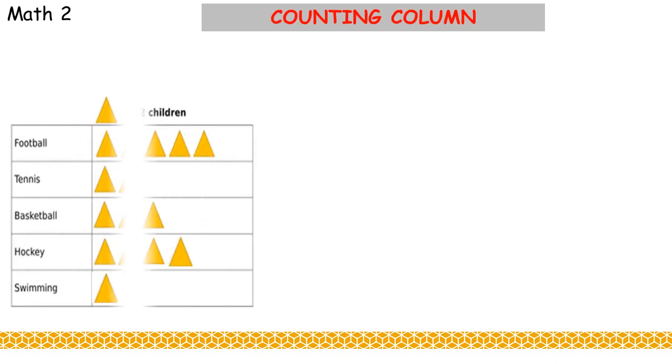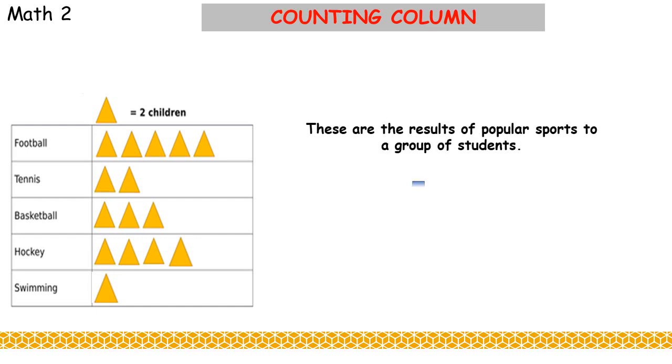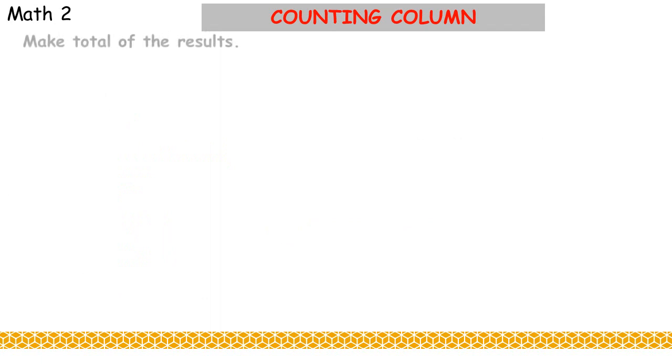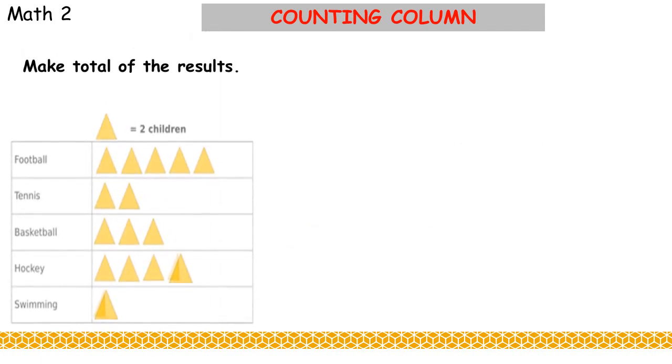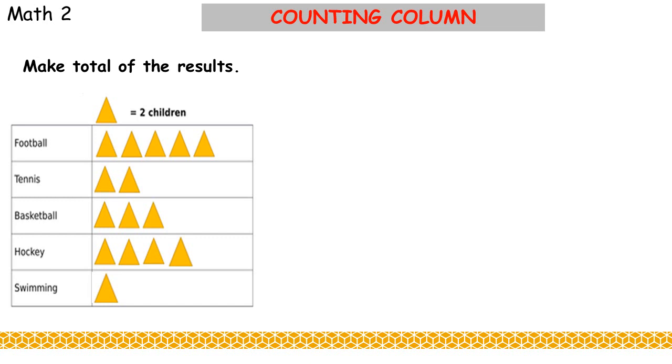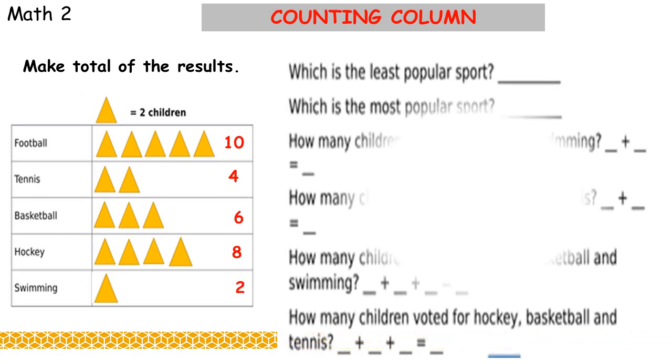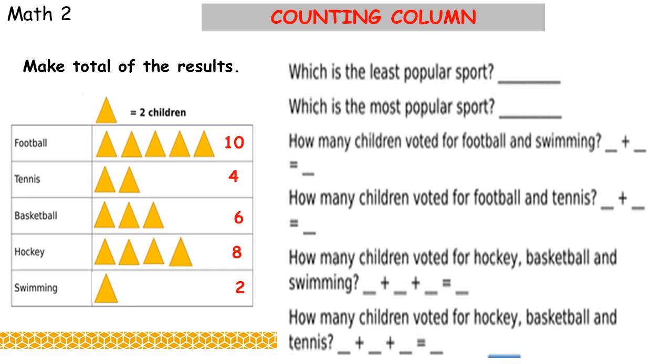Let us look at this pictogram again. These are the results of popular sports to a group of students. Let us use the key of the pictogram to make the total of the results. Remember, one triangle is equivalent to 2 children. Let us start. Having those results, let us answer some questions.